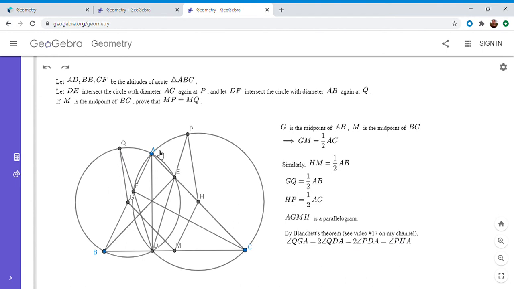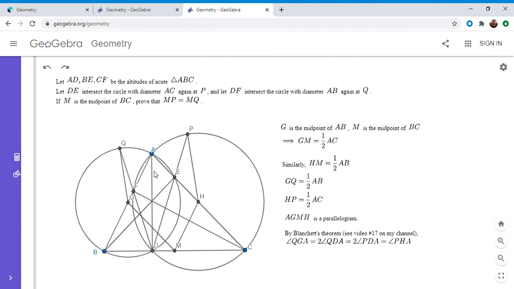So angle QGA is equal to twice angle QDA because it's a central angle in the circle with diameter AB. But then by Blanchet's theorem, angle QDA is equal to angle PDA. So you can see video number 17 on my channel, but actually you don't even really need Blanchet's theorem to prove it. It does prove it, but in a way it's somewhat overkill, and it's not too hard to show that these two angles are equal without using it. Instead, you can just use some cyclic quadrilaterals and get there. So if you're interested, I'll leave it to you to try the calculation.